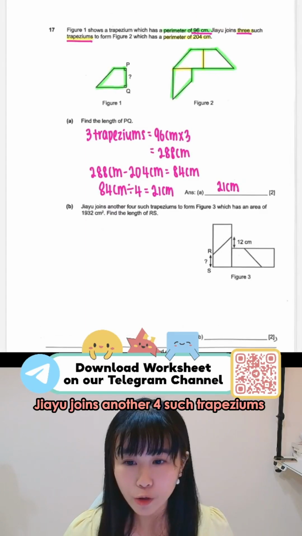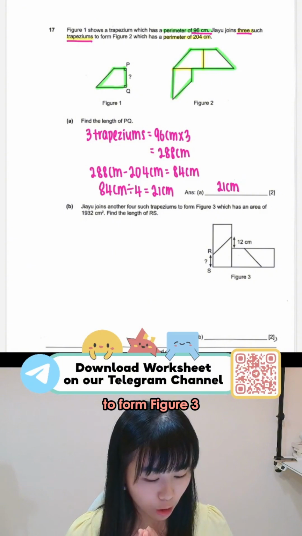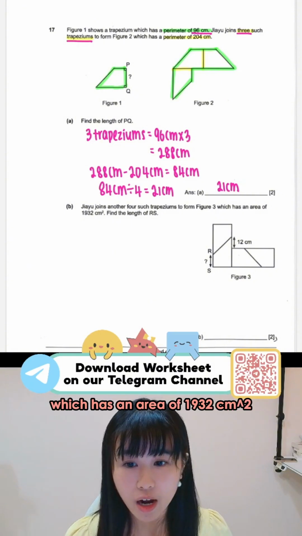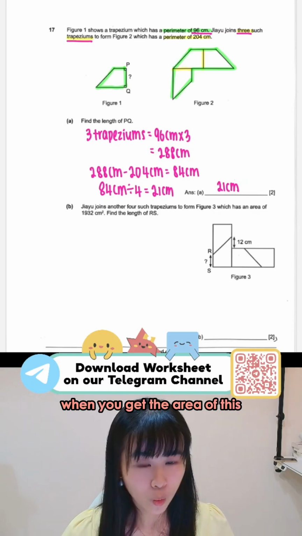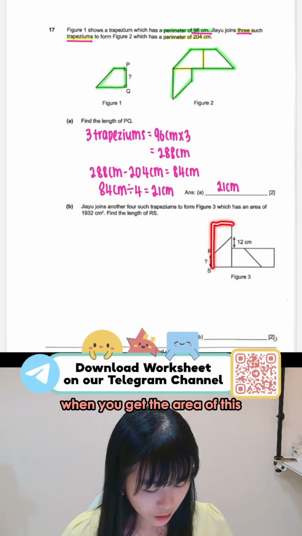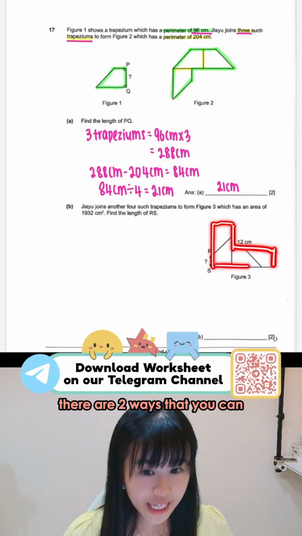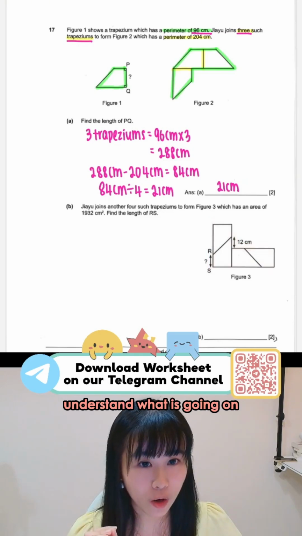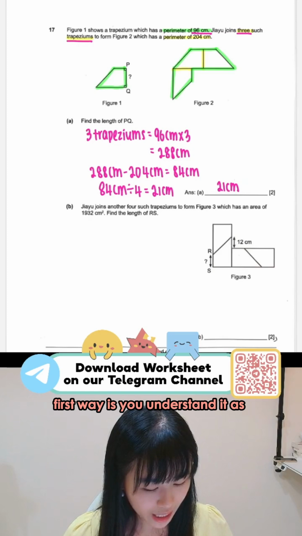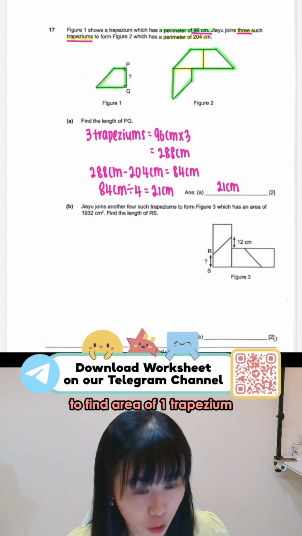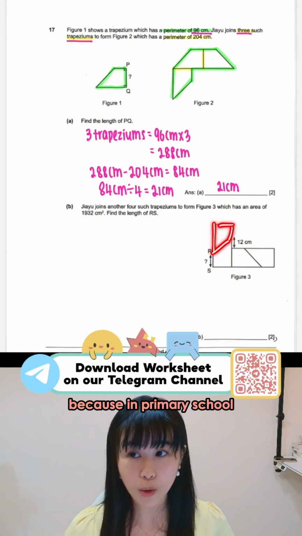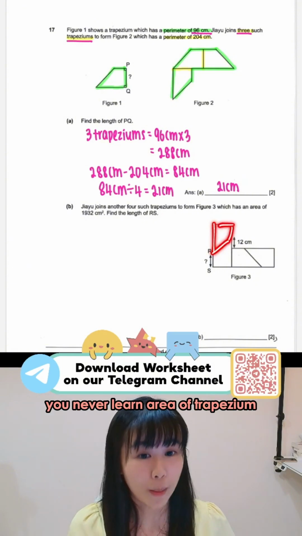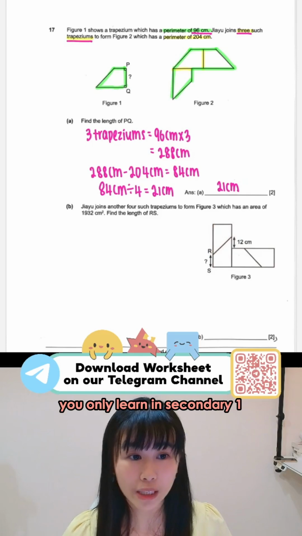Part B. Jia Yu joins another 4 such trapezium to form figure 3, which has an area of 1932 cm squared. When you get the area of this, there are 2 ways that you can understand what is going on. First way is you understand it as I divide by 4 to find area of one trapezium. But if you go and do that, you'll be stuck, because in primary school, you never learn area of trapezium. Area of trapezium, you only learn in secondary 1.